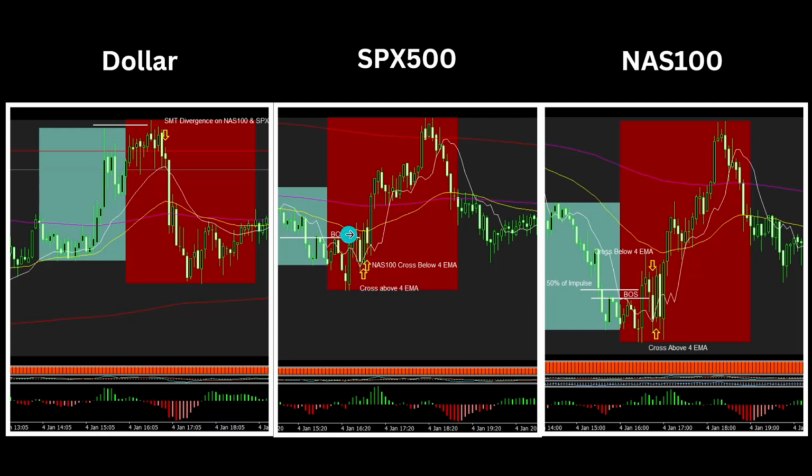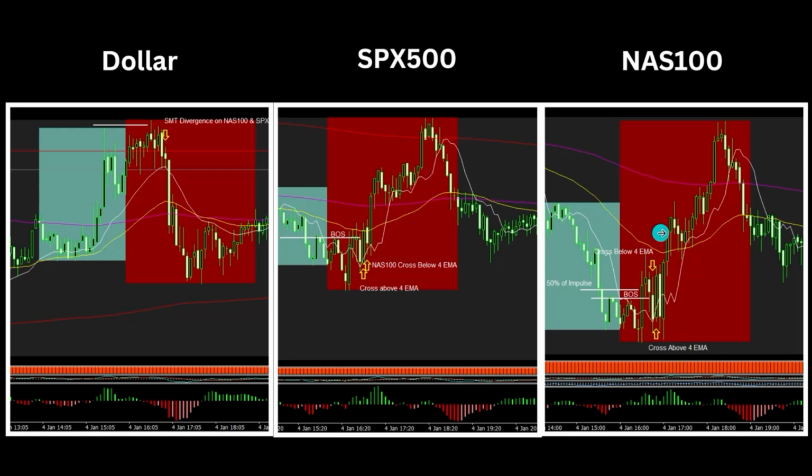Then it closes above the 4 EMA, and that is your entry. Price does come back against you, but it does not come below this area or this area. And you could either have your stop here or your stop loss here. Then price moves to the upside and takes out liquidity over here, but also moves up to the 500 EMA.